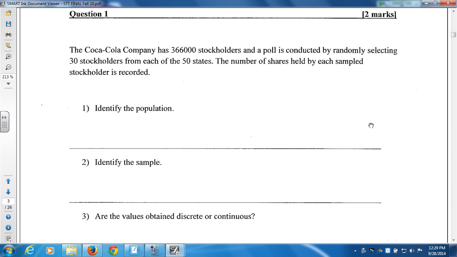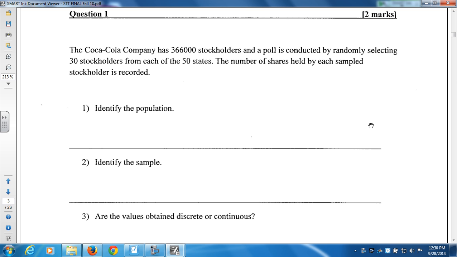It doesn't ask you a question, it just states some information. He's just giving you some information, but do you understand the information given? Okay, some people tell me, sir, I don't know what the stockholder means. You really don't have to, but you need to know that at the end, the question is asking about the population and sample, and asking about the variable. Identify the population means tell me what the population is. So, what is the population here? Yeah, the 366,000 stockholders, yes.